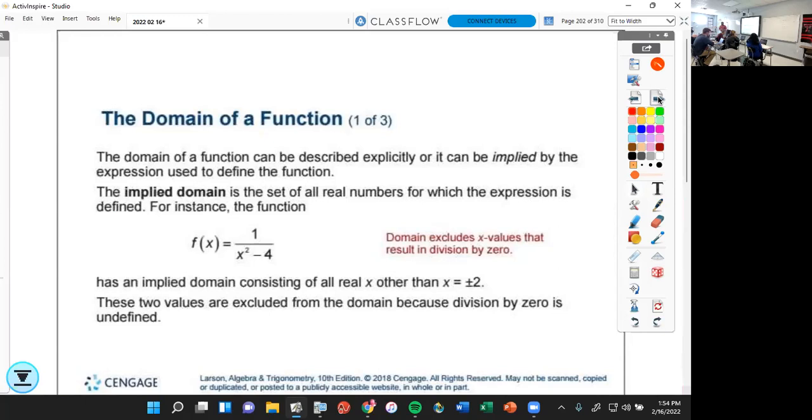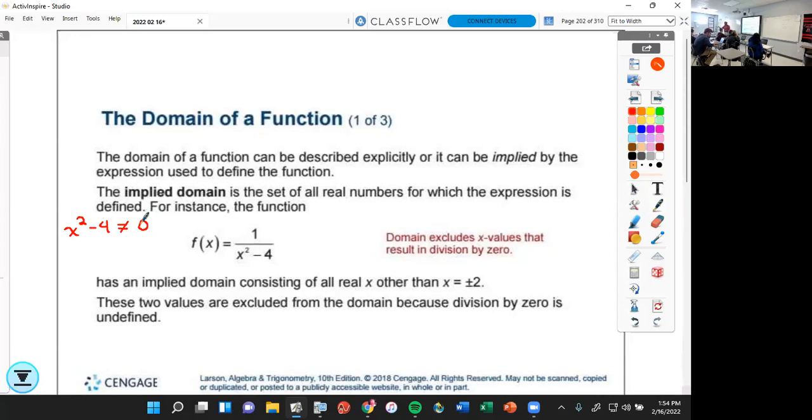So by looking at it, we have to say, okay, I can't divide by 0. And they go on and give you the answer and it says that the implied domain is all real x other than plus or minus 2, but where'd that come from? Can't equal 0. Okay, that's exactly what they did. They said, I've got the denominator, and because I have a denominator, I know that I can't divide by 0, which means my denominator, x squared minus 4, can't be 0.